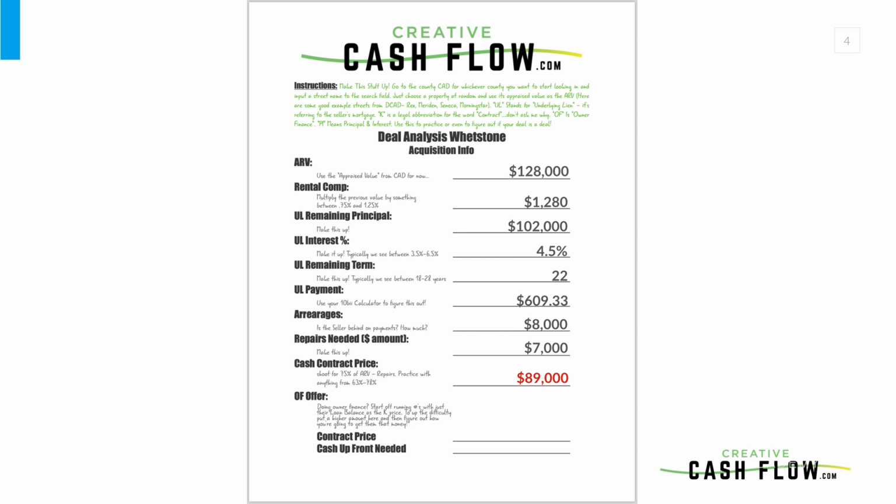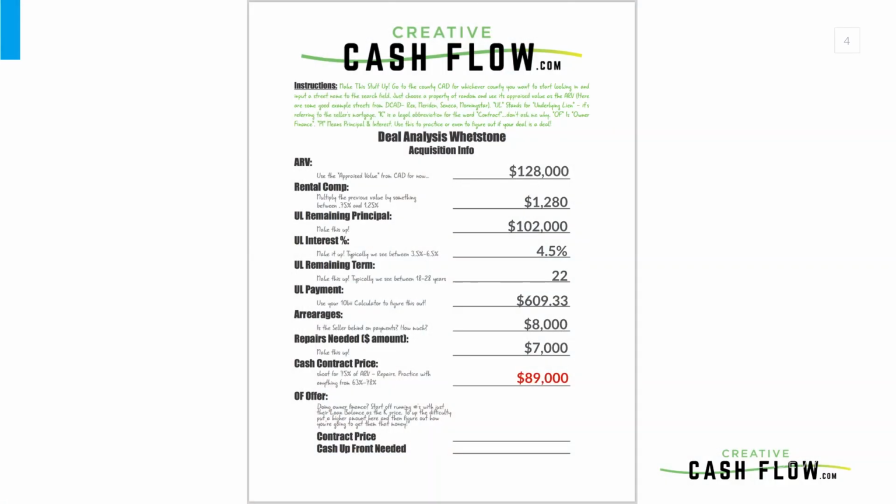However, there are going to be leads that you run into where they may owe 102, but they're unwilling to accept anything less than 110, right? So that would be where you would use this field. Your contract price would then be 110, and then your cash up front needed. What if they need $3,000 at closing? Well, you would put your cash up front at $3,000. That's how you would use those two fields.